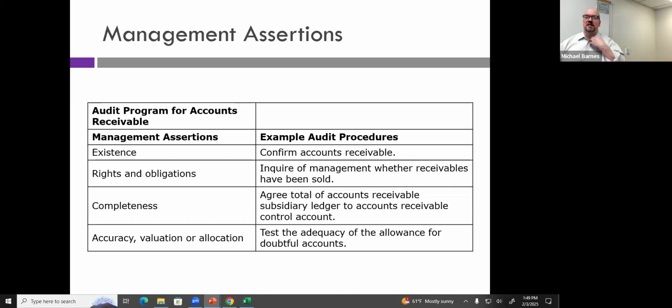So you'll notice existence is listed first up here. And I'm saying this is the most important assertion with respect to accounts receivable. So if we're testing our clients' accounts receivable, are we more concerned about them having accounts receivable that don't really exist, or them failing to record accounts receivable that actually do exist? Which do you think? Probably the first one, okay?